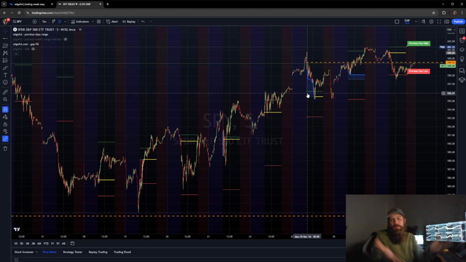So multiple ways to look at confluence, multiple ways to use data, build your strategy, but with probabilities and data in your favor, no matter how you do it.